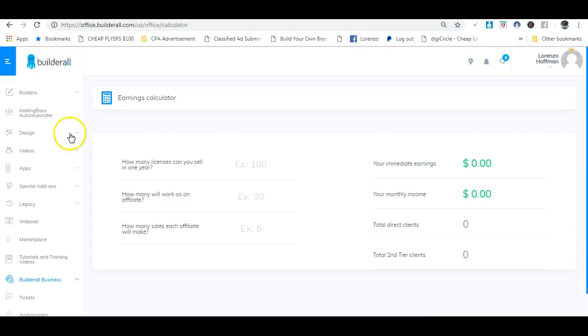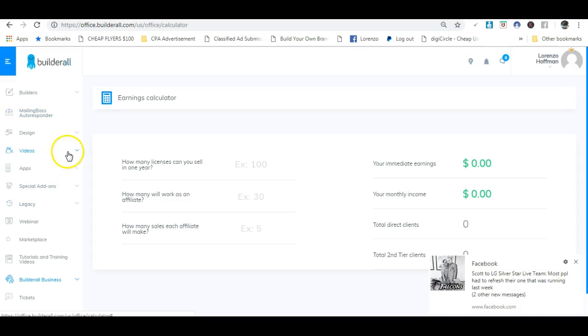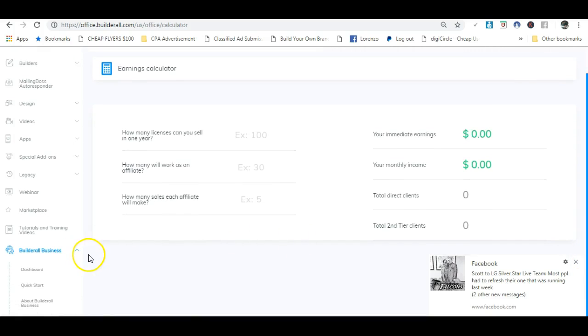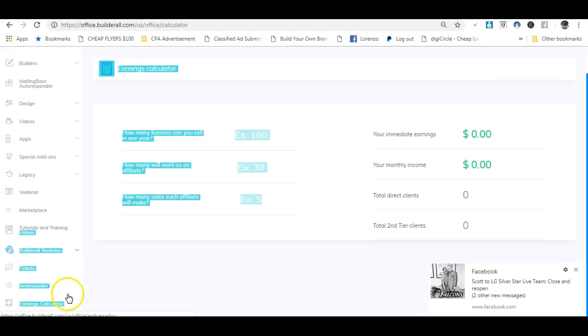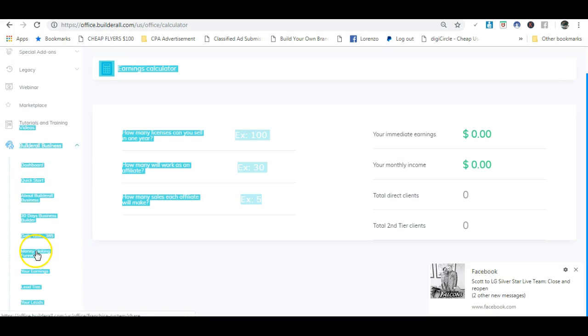Before we get here, you guys have a free account. What you're going to do, you're going to go down to BuilderAll Business first. Then you're going to go to Money Making Funnels. Let me scroll down a little bit. Well, let me get to it. BuilderAll Business, and where we're going to get to is Money Making Funnels right here.